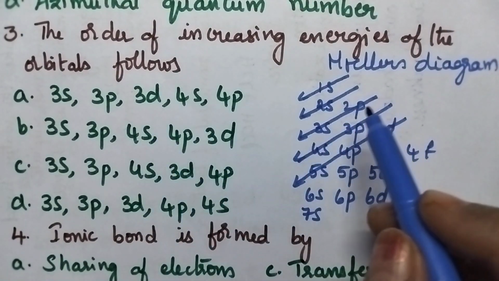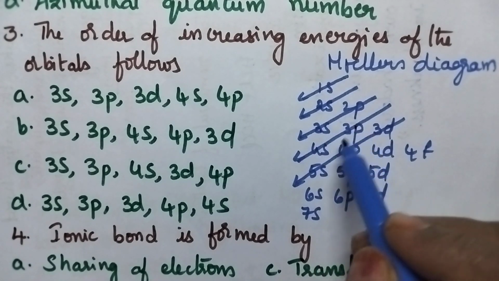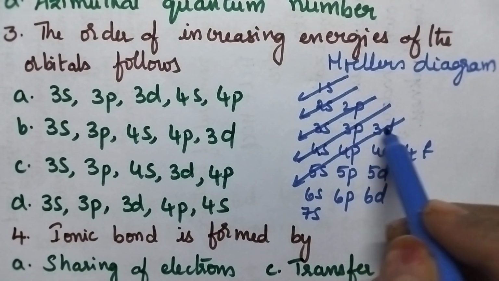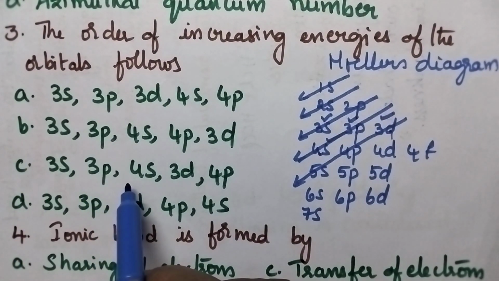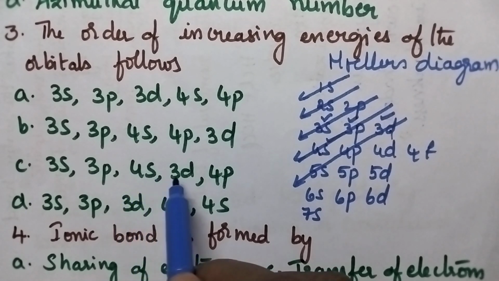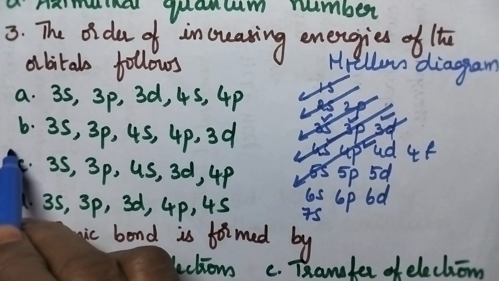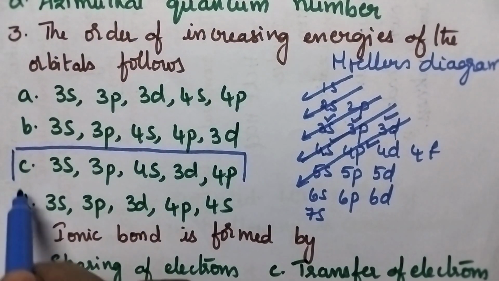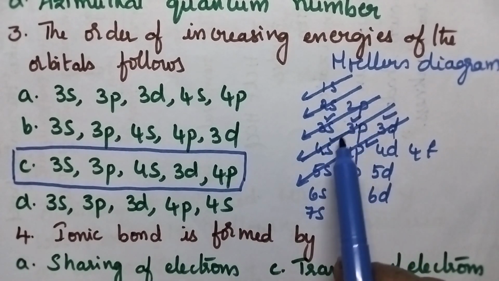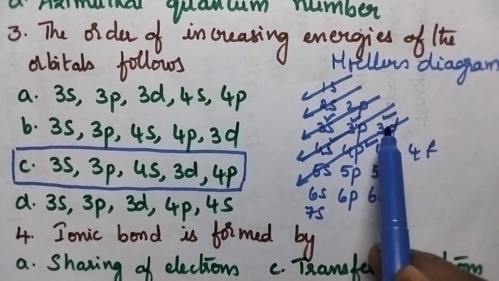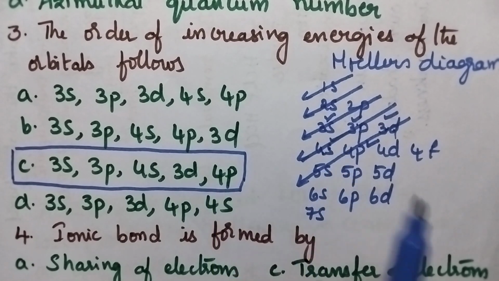So in the given options here, 3s has less energy than 3p, than 4s, than 3d. So 3s, 3p, 4s, 3d and 4p is the right option. So the relative energy of 3s orbital is less than that of 3p, which is less than 4s, which is less than 3d, and it is less than 4p. So option C is the right answer.